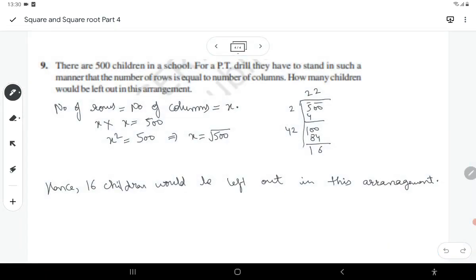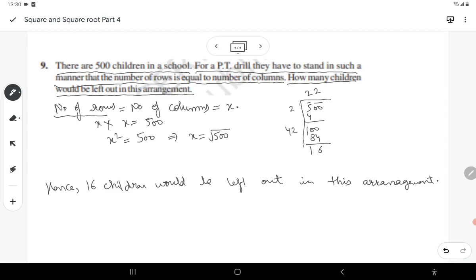Finally, the last question of exercise 6.4. It says there are 500 children in a school. For a PT drill, they have to stand in such a manner that the number of rows is equal to the number of columns. How many children would be left out in this arrangement?